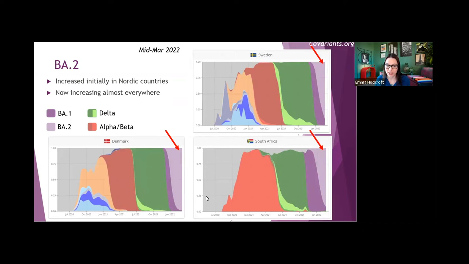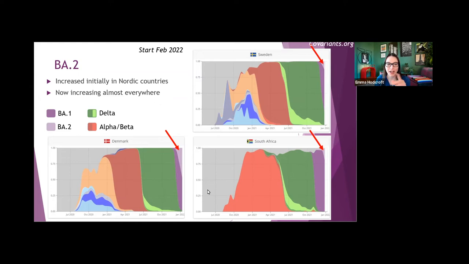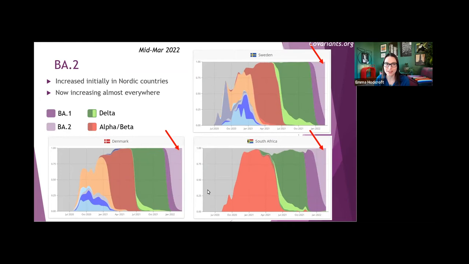So if I just flip back and forth, this is from Covariance, a website that I manage, and it's showing what things look like at the end of January. And then I can fast forward to, I think this is the middle of March 2022. And you can see how quickly BA2 really started to dominate in most countries. And now this is a little out of date, but the picture has not really changed because it's really hitting bottom here. And now in countries like the US as well, we can see how much BA2 is dominating. And it's similar in Switzerland.